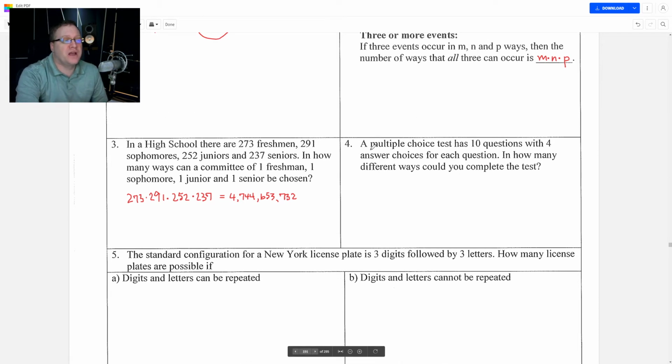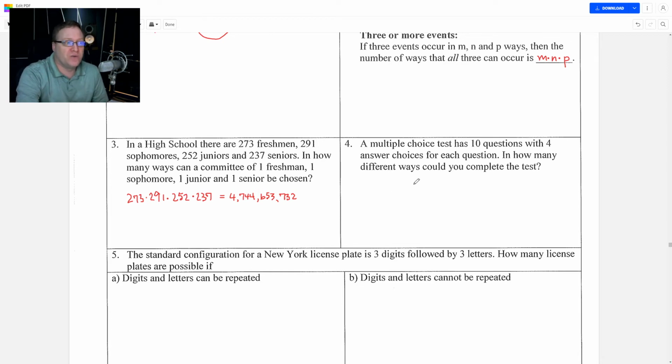Next, we have a multiple choice question, a multiple choice test, like the one we just took last week. Every question has 4 different answers, so A, B, C, D, and there are 10 questions. So the question here is, how many different ways could you complete the test? Maybe you could do A for all 10 questions, or B, B, B, B, B. Or maybe you go A, B, A, B, A, B, A, B, or A, B, C, D, C, D, A. How many different ways could you do this?